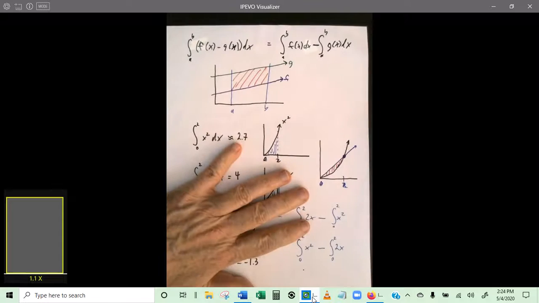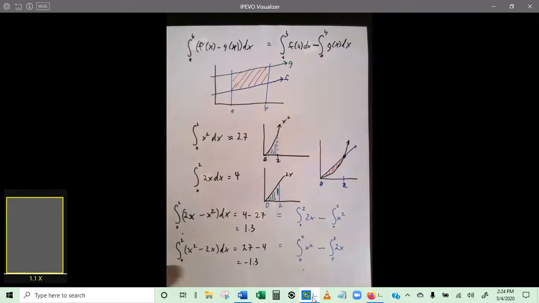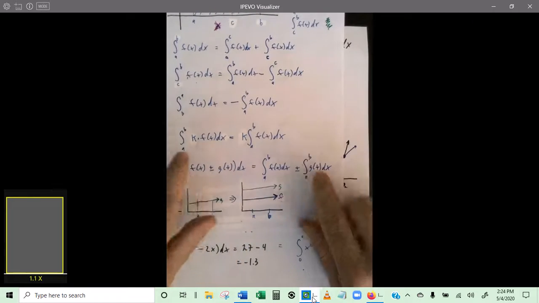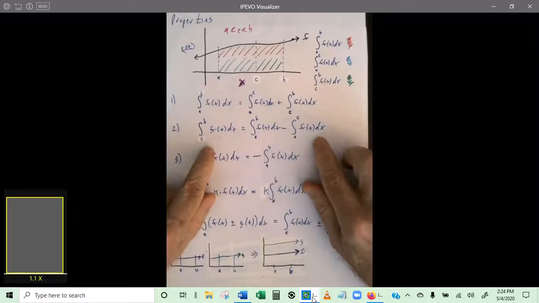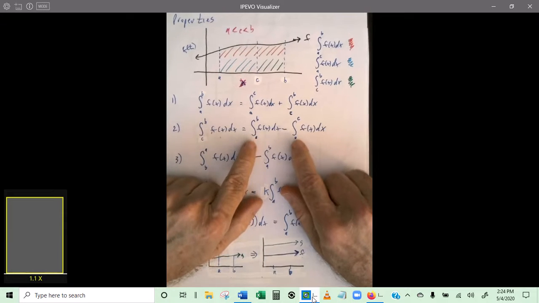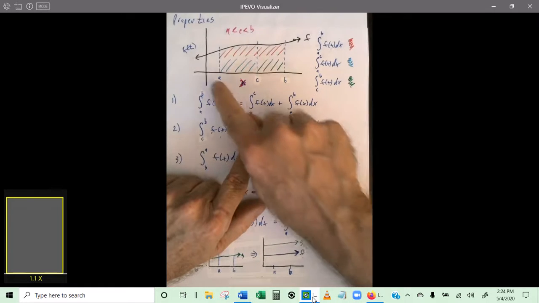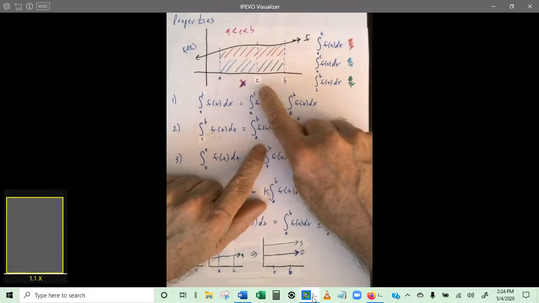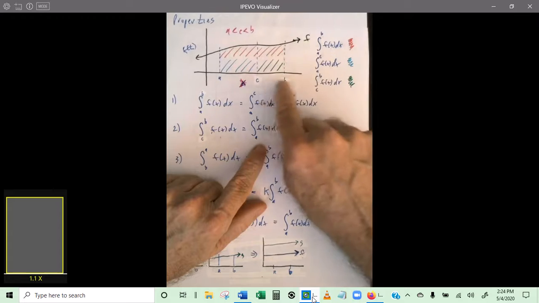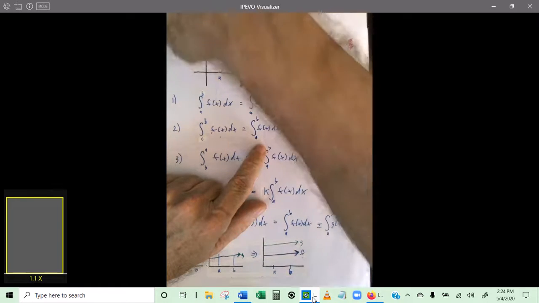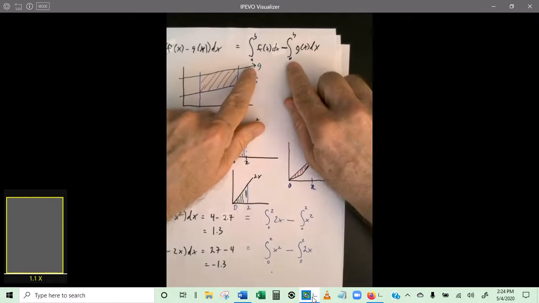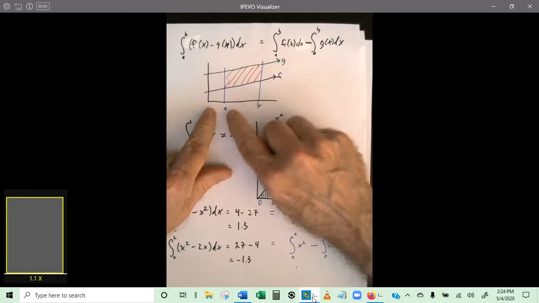Now you're saying, Mr. Waters, what's the difference between that and this one here? Well, notice here that the limits are different. This one is a to b. This one is a to c. So it's giving us this horizontal distance a to b. On this one, you need to see, and it's very important, we're totaling from a to b.